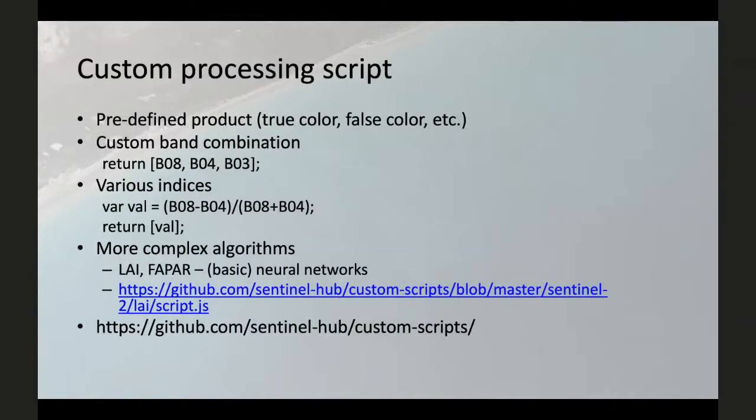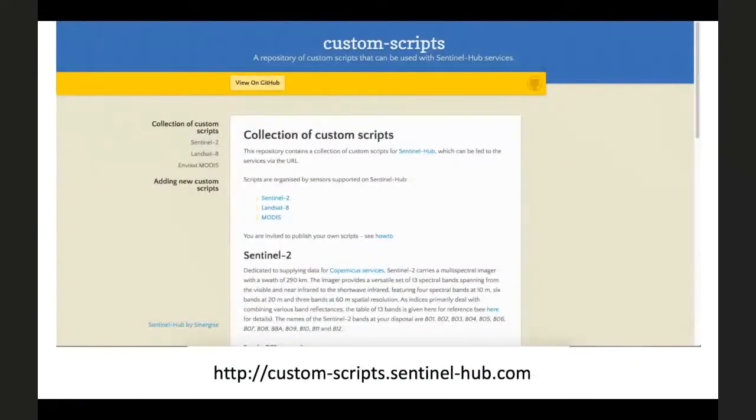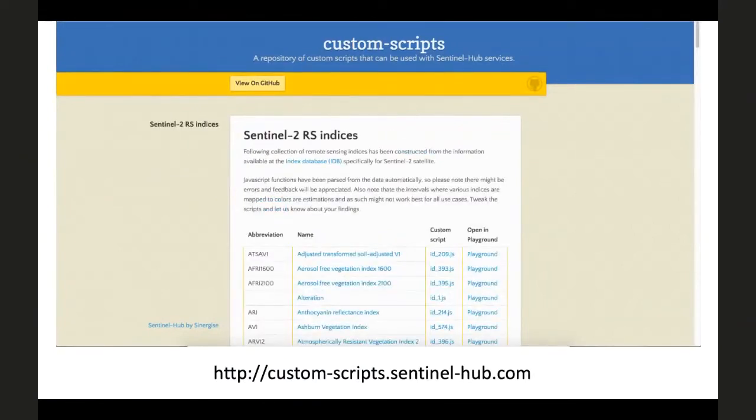And because there are so many of these algorithms, we created a repository, we call it the custom scripts repository, which is on GitHub, and it's open source. And you can access all of the processing algorithms that we already have in the system, and users are entering more of them.